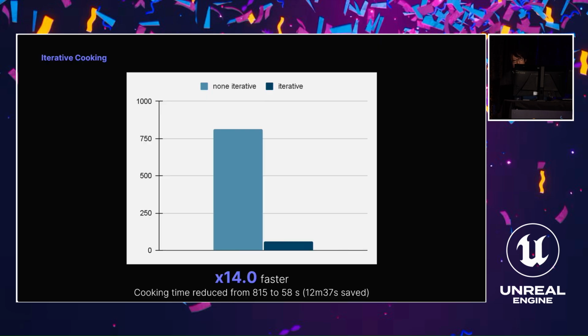This graph shows the difference in cooking time due to iterative cooking. I cooked twice in a row on the City Sample project in this measurement, cooking twice without asset changes, and the cache was compared to see if it would be used. In this case, the iterative cooking completes in 58 seconds. It is approximately 14 times faster. As you can see, iterative cooking is more rapid when the number of changes made to the assets is small and the cache is effective.